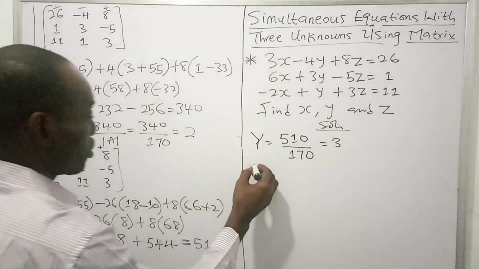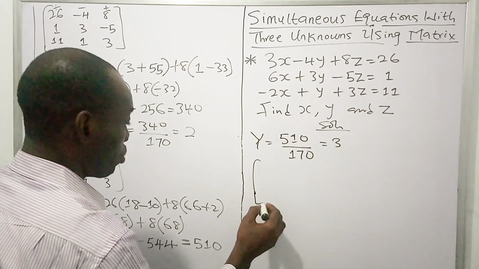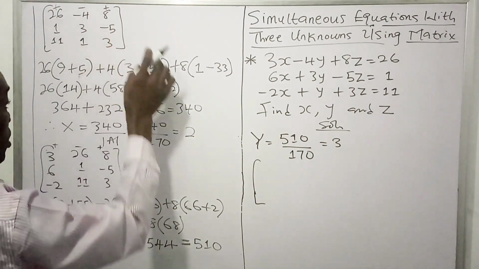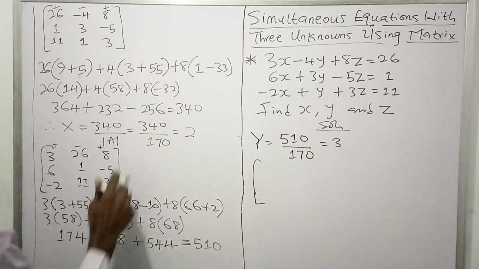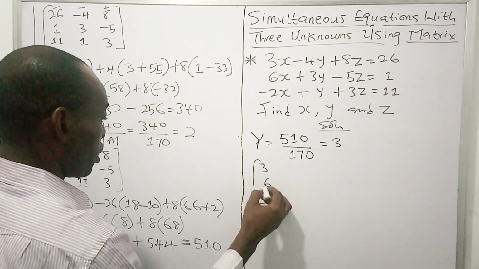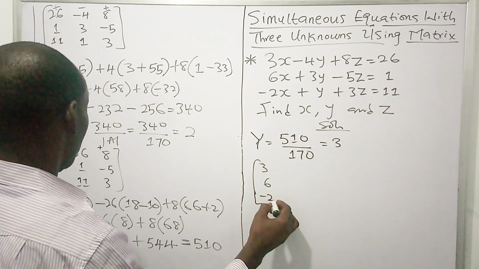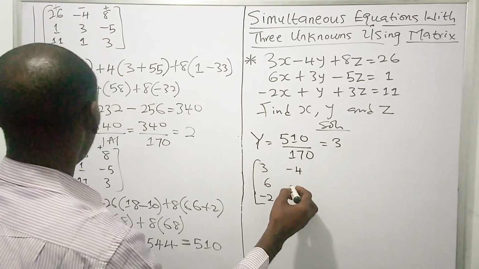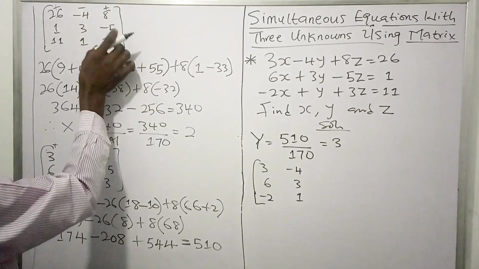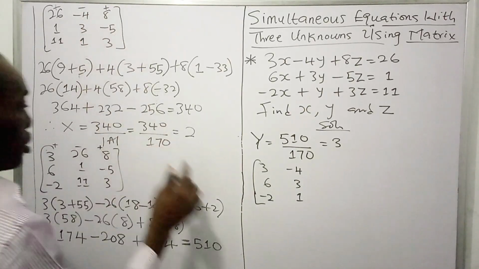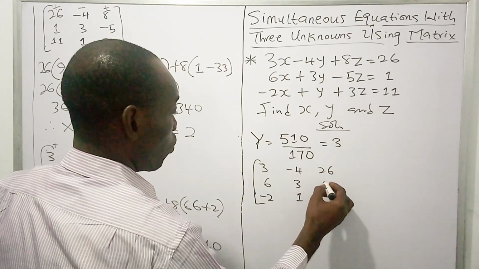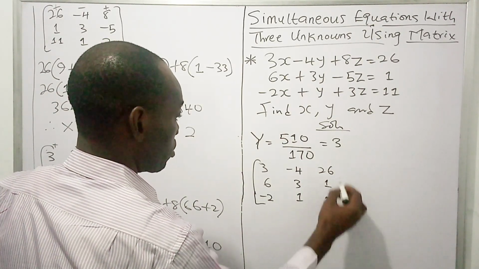For z. All right, so what we do now is replace this column with the answer there, which is 26, 1, and 11. So we have 3 again, 6, and minus 2. Then we have minus 4, 3, and 1. Then we replace this column, which signifies that for z, with the solution for the equation here, which is 26, 1, and 11.